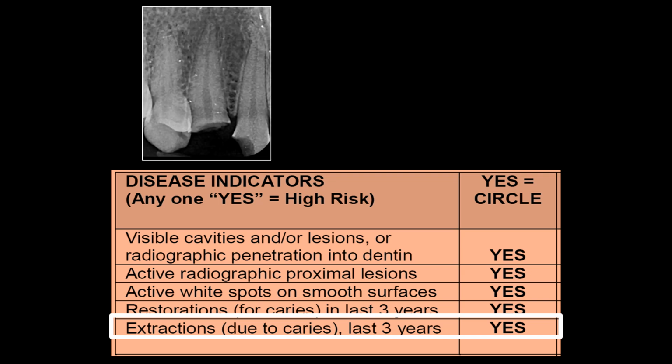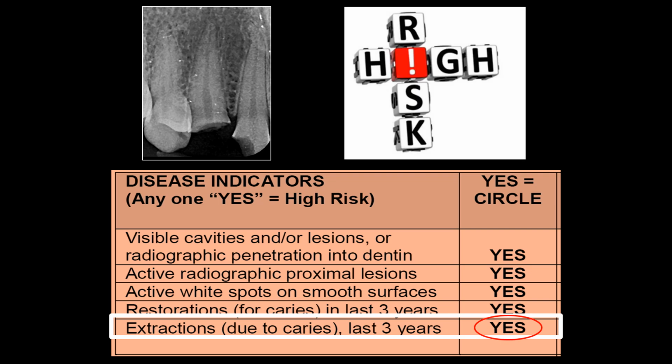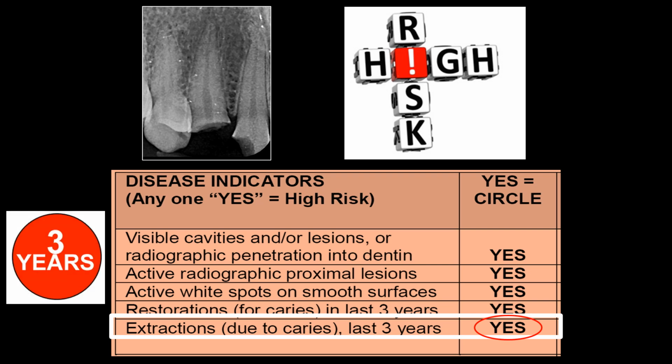This patient's maxillary canine had such a large caries lesion, the crown busted off at the gingiva. So if this carious tooth was extracted within the past 3 years, you circle yes for this item, and guess what your patient's risk would be? You got it, high risk. Again, a new lesion makes a patient high risk for developing new lesions for at least 3 years.